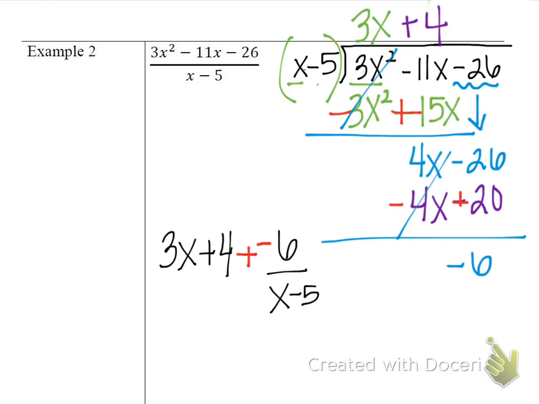So why don't we write it like this? It's going to be 3x plus 4. You add the remainder, but because that 6 is negative, it's negative on the top, okay? So plus negative 6 over x minus 5, and that's your answer, okay? So let's just do it that way to keep it consistent.